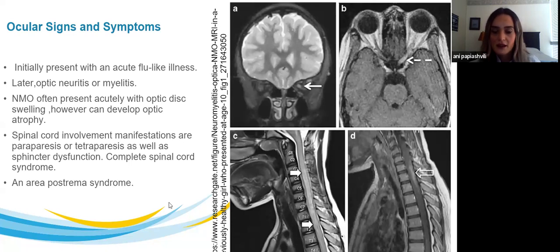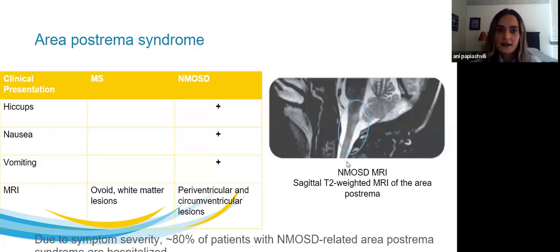And as I already mentioned, area postrema syndrome is very severe and very important, because some patients will be hospitalized because of the severe symptoms caused by area postrema syndrome. Okay, here we can see this area postrema in more detail. Here you can see this is the part of the area postrema. And I would like to compare NMOSD with MS. I already mentioned that area postrema syndrome is characterized by nausea, vomiting, and hiccups, which will be seen in NMOSD patients, because 4% of patients with NMOSD present with area postrema syndrome. And in MS, we don't have involvement of the area postrema.